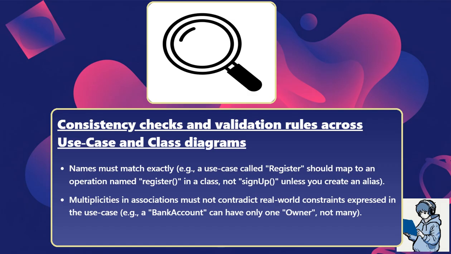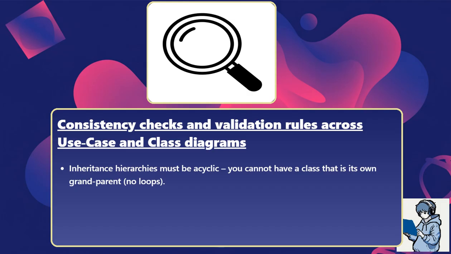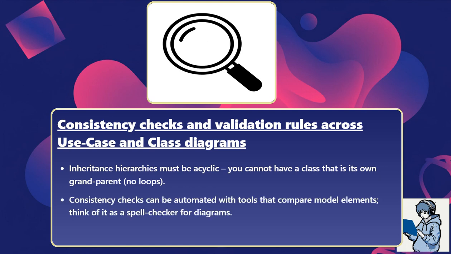Multiplicities in associations must not contradict real-world constraints expressed in the use case. For example, a bank account can have only one owner, not many. Inheritance hierarchies must be acyclic. You cannot have a class that is its own grandparent. No loops. Consistency checks can be automated with tools that compare model elements. Think of it as a spell checker for diagrams.